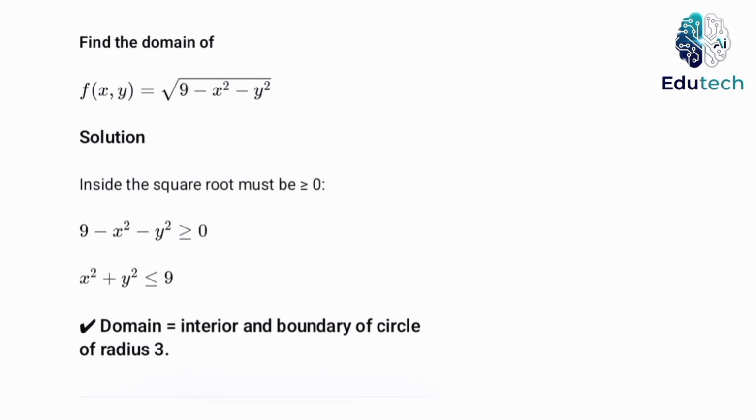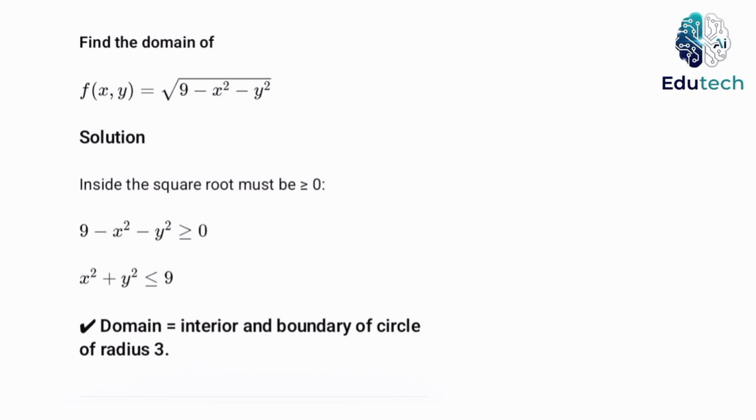Find the domain of f(x,y) = √(9 − x² − y²). Inside the square root must be greater than or equal to 0. So 9 minus x² minus y² is greater than or equal to 0. So x² plus y² is less than or equal to 9. So the domain is the interior and boundary of the circle of radius 3.